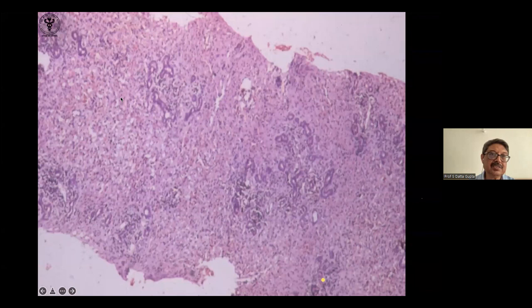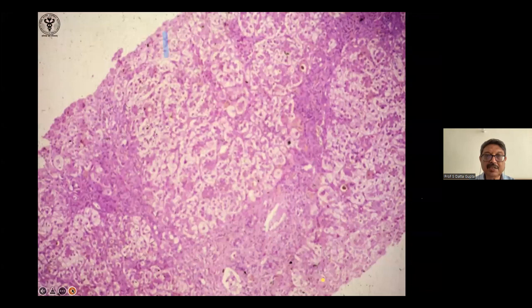See here, portal to portal, there, so near. Naturally, the liver span will be decreased in this case, and there will be severe, almost like fulminant hepatitis. This is a good example of bridging necrosis. That was panlobular bridging necrosis. See, from one area to another. From far, it looks almost like cirrhosis, but it is not.